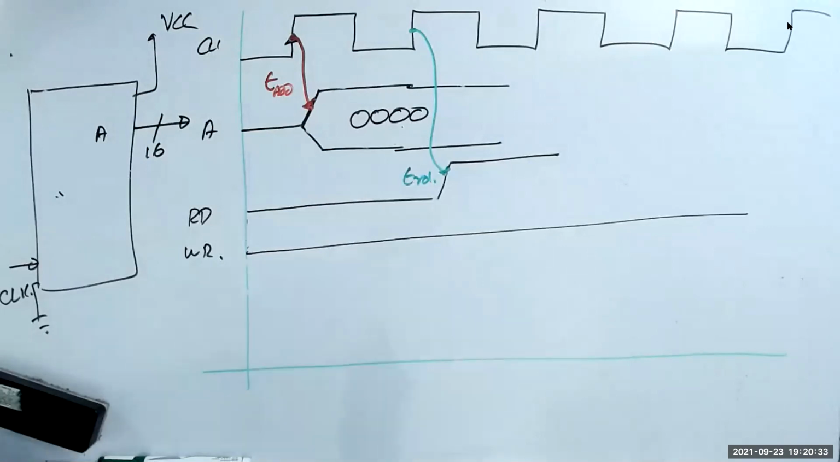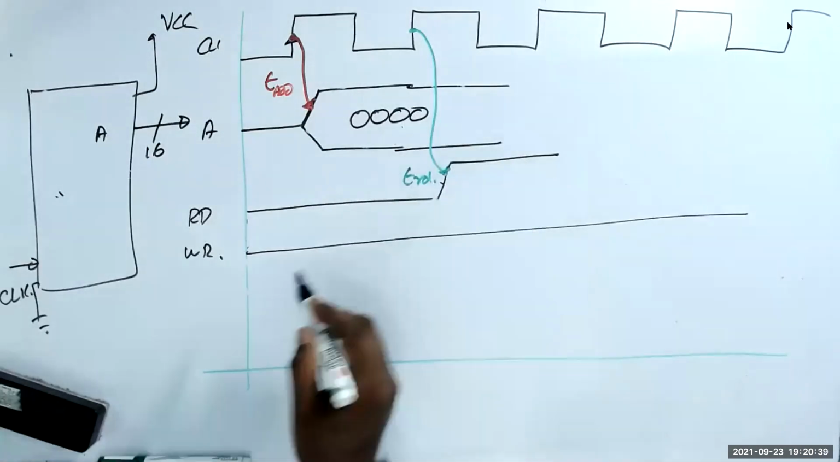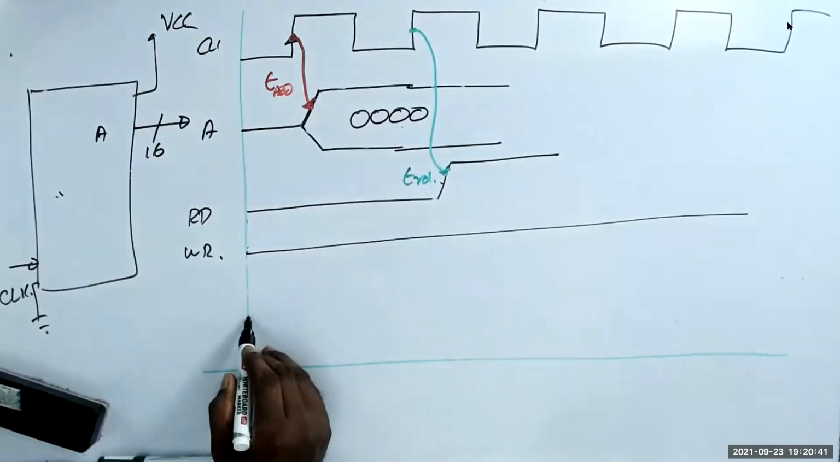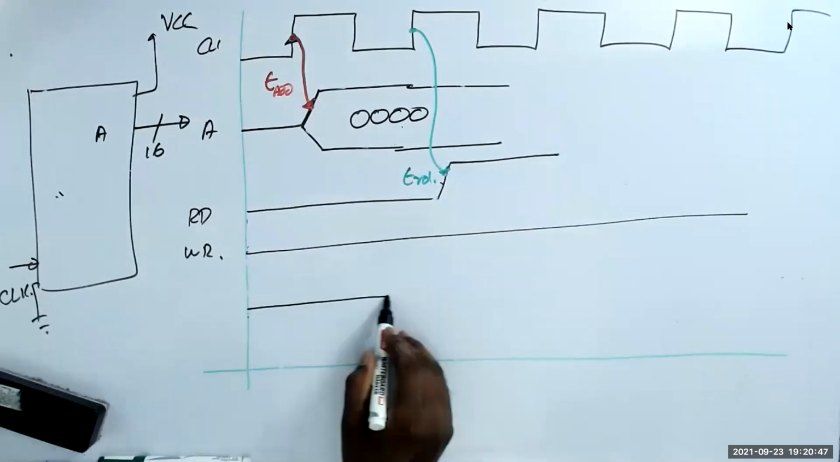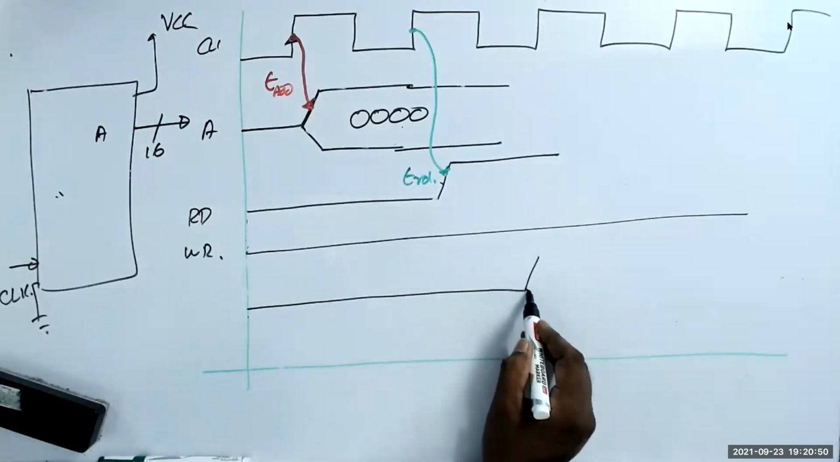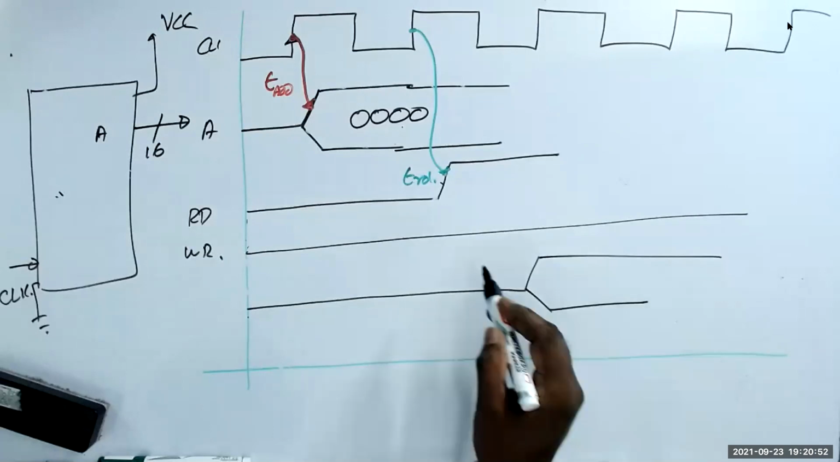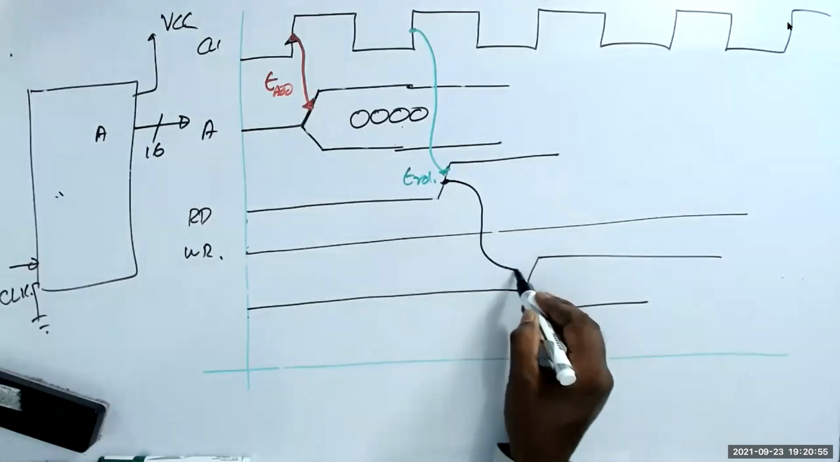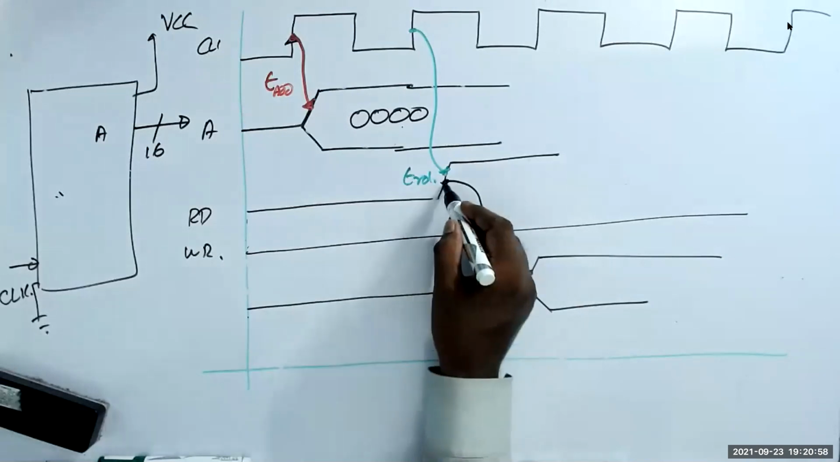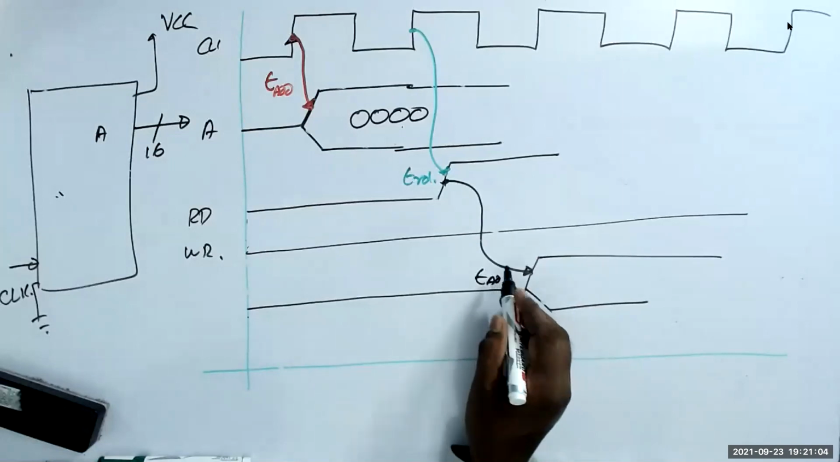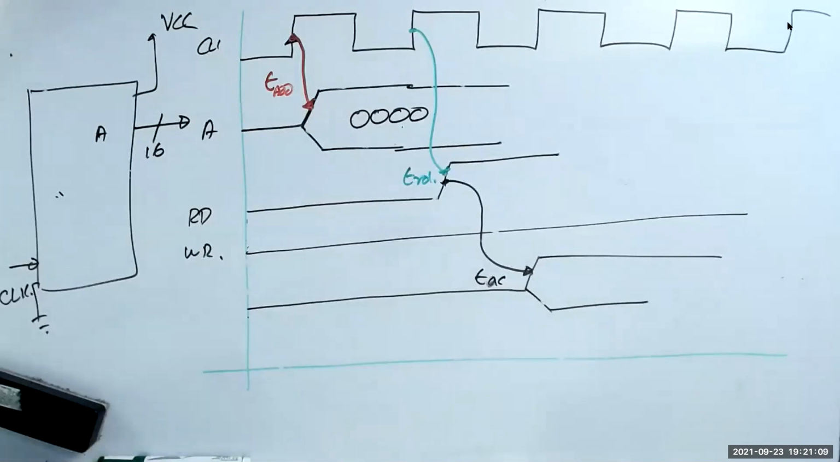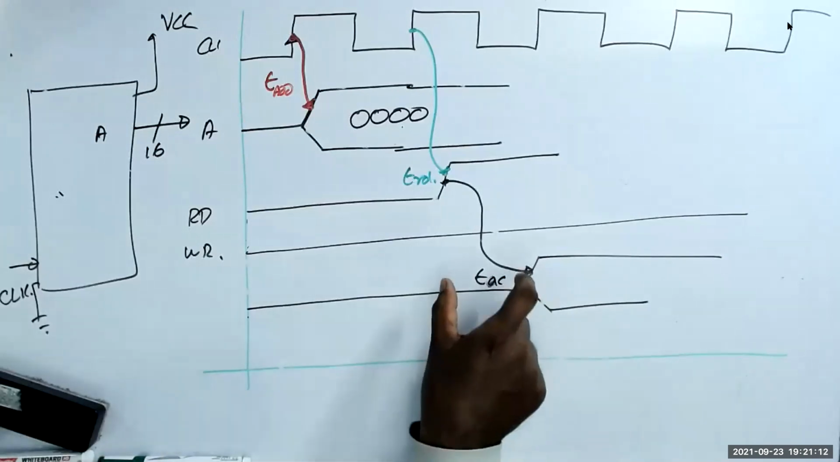Now the data: the other guy puts the data after read. So data comes anytime. See that. From this to this. Your memory, after you give a read, will give data. This time is called T access, or T access time. That is the time the memory takes to give you the data.